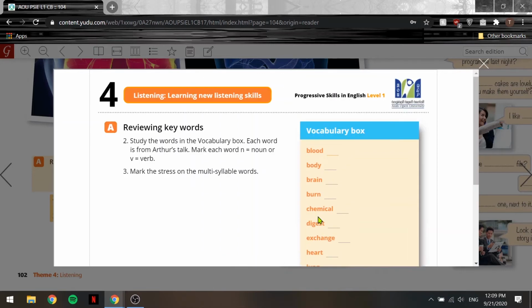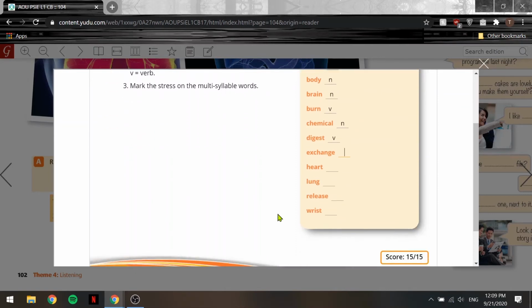Okay, so let's start with blood. Blood is obviously a noun. Body is, again, a noun. Brain, again, noun. Burn, in this case, is a verb. Chemical is a noun. Okay, digest is a verb. That is an action word. Obviously, your body is digesting. Exchange will be a verb. Heart is a noun.